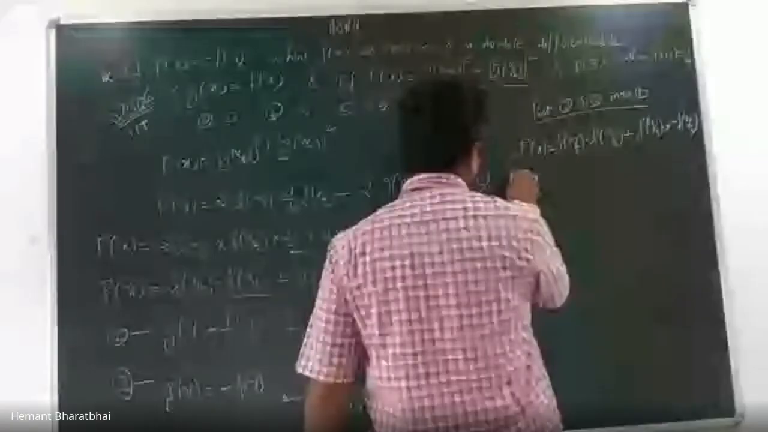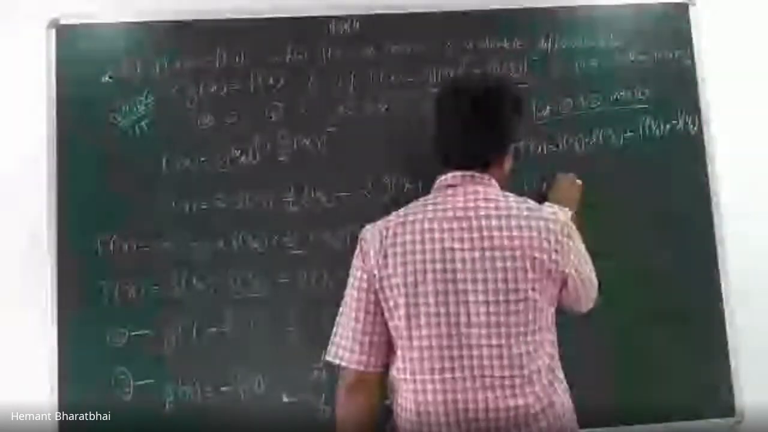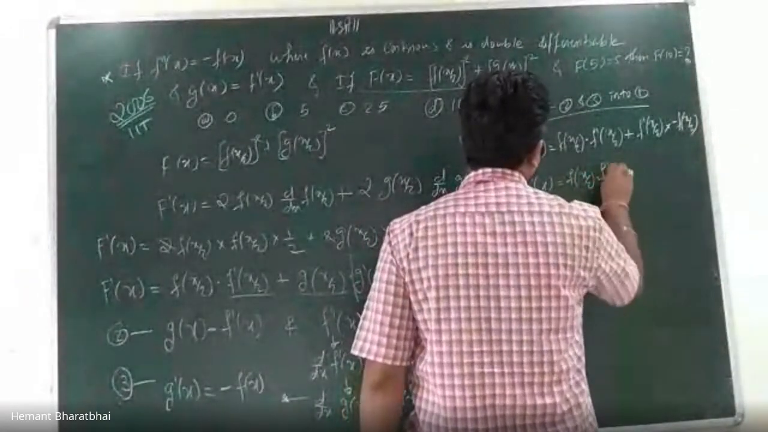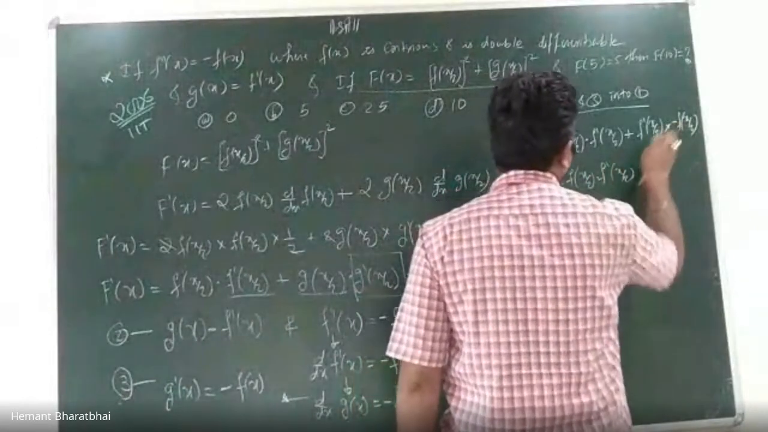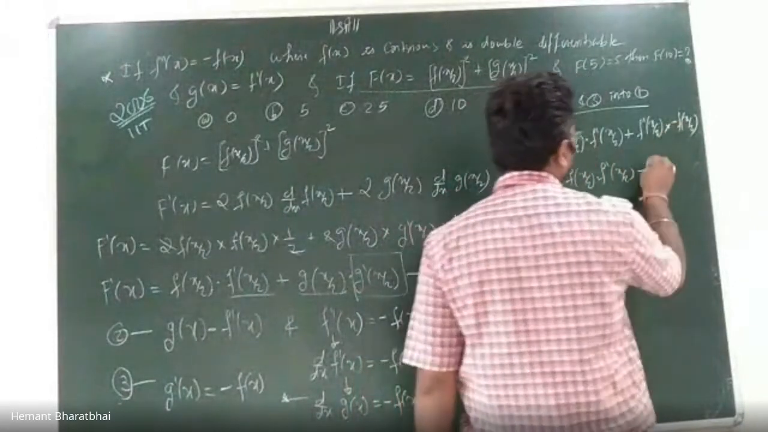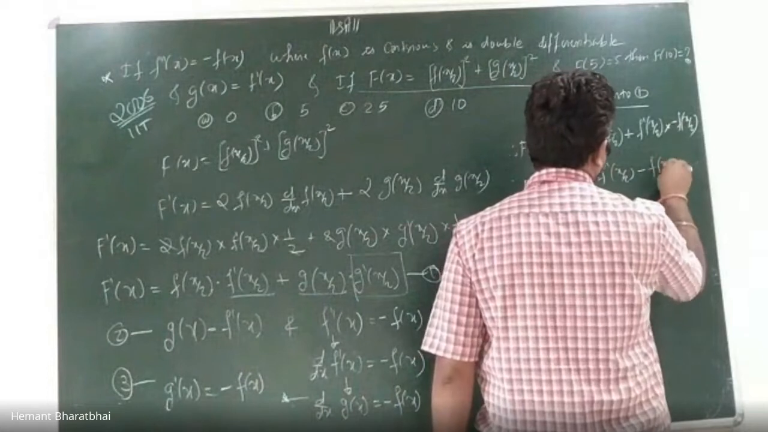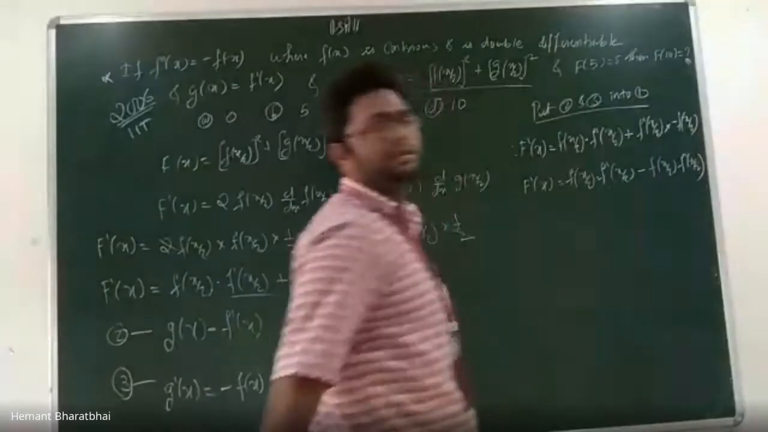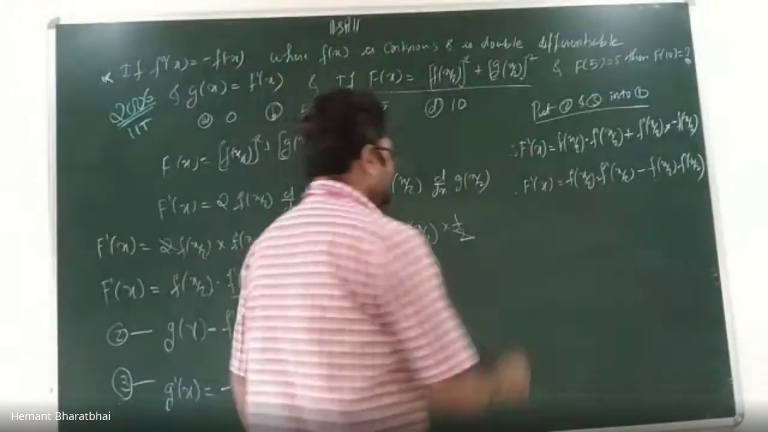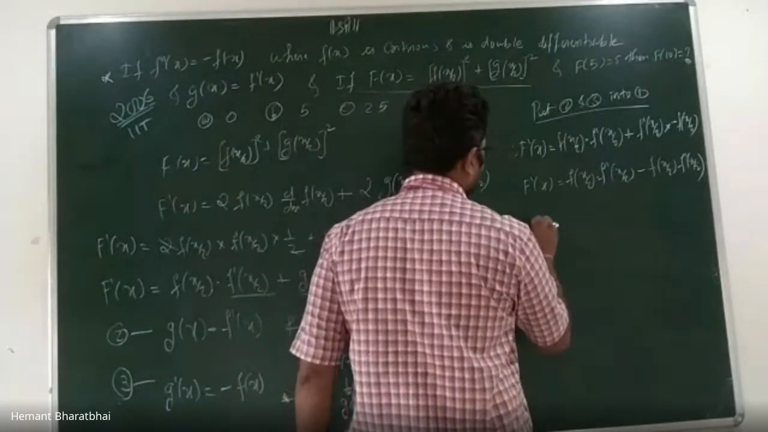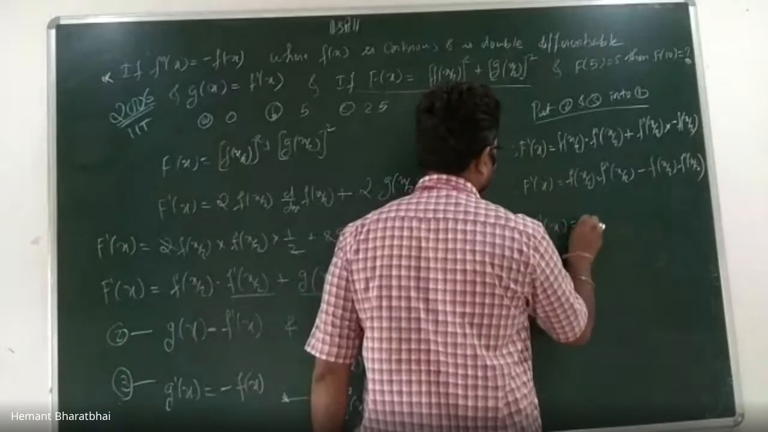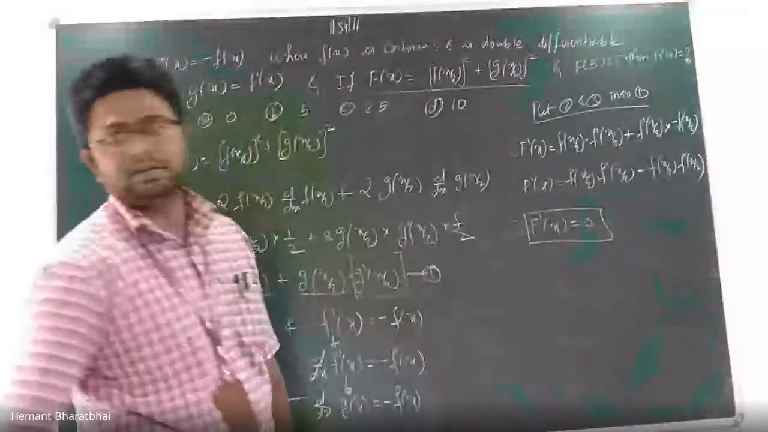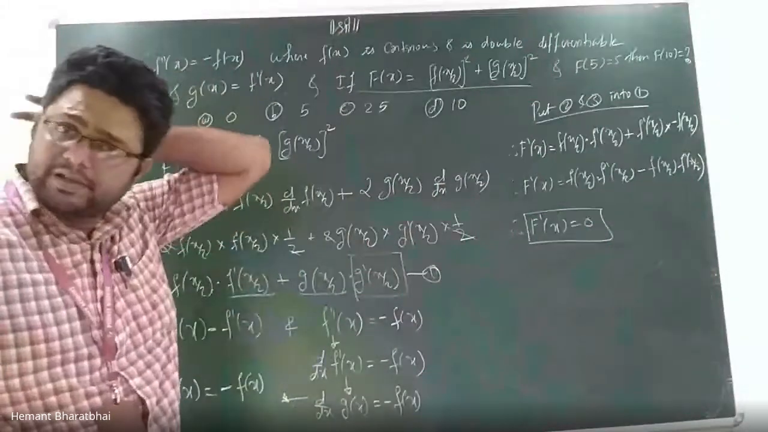Therefore, I get my f dash of x is equal to f of x by 2 into f dash of x by 2. This minus plus will become minus, f of x by 2 into f dash of x by 2. So the terms get cancelled out and I will get, therefore, my f dash of x is equal to 0. Now what I get is derivative of capital F of x is 0.